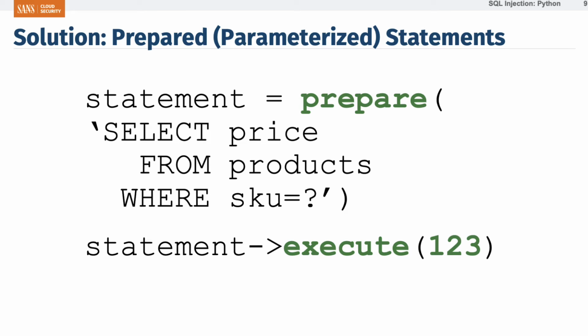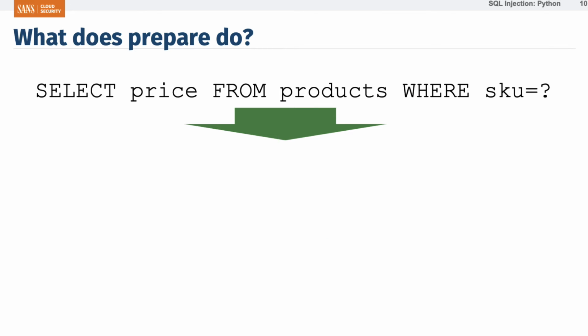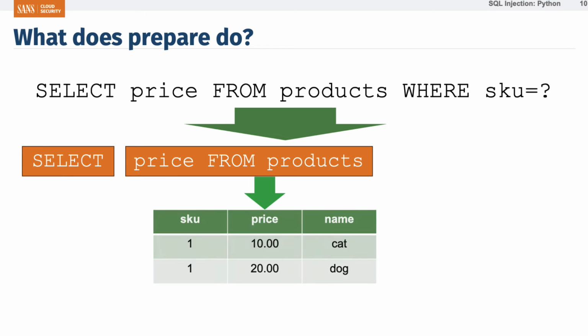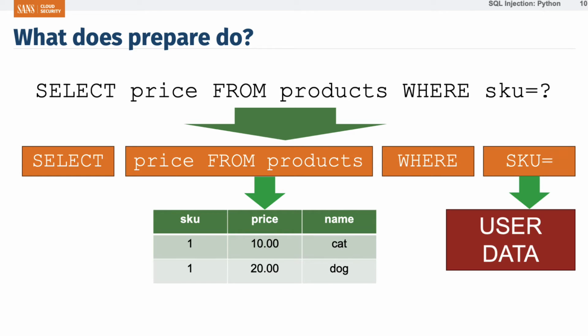This is not Python, what you're seeing here, and that's where the problem comes in later, that in Python this looks a little bit different. But I picked this here because it shows more what's going on: we first send the statement to the database, the statement will be parsed by the database, and then there will be some memory reserved for user data, but that user data, once we send it to the database, can no longer modify the actual statement.